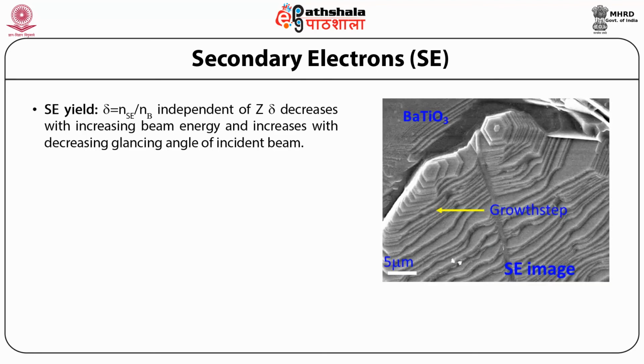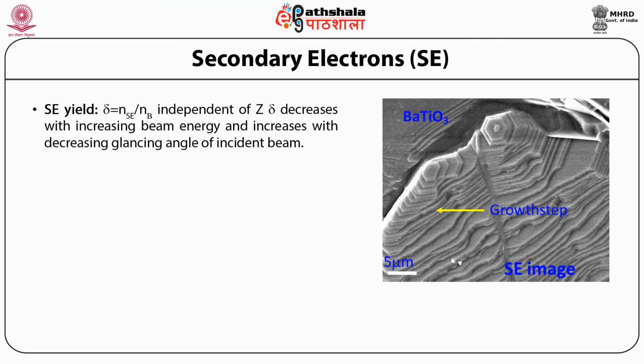Now the secondary electron yield is represented by delta, which is equal to the number of secondary electrons divided by the number of electrons in the bulk, and it is independent of the atomic number Z, whereas it decreases with increasing beam energy and increases with decreasing glancing angle of the incident beam.